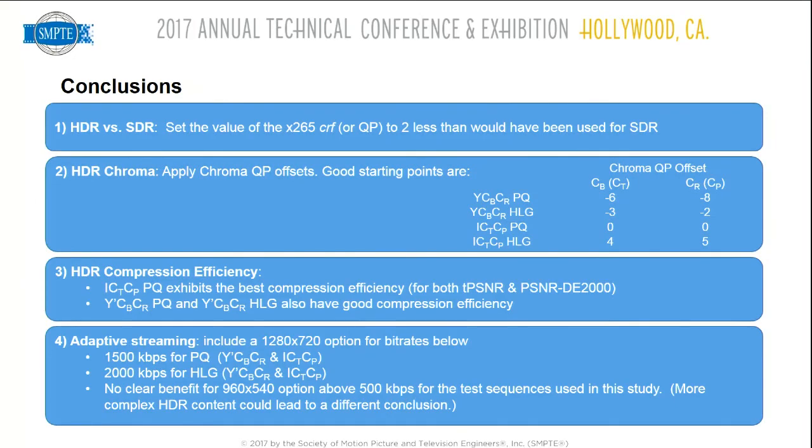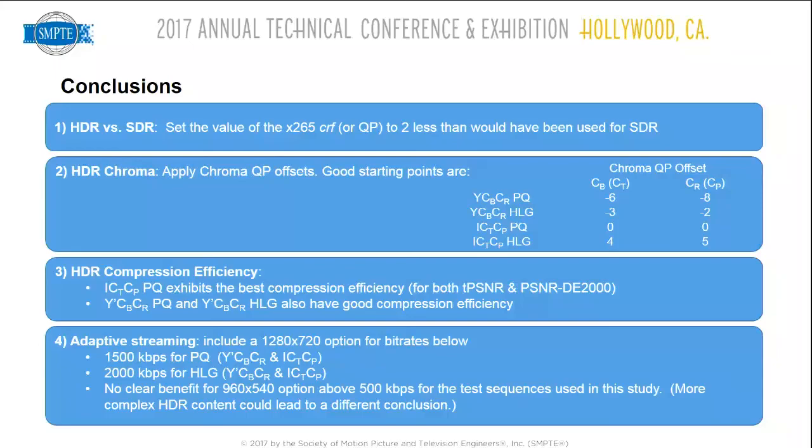Okay, so here it is. Hopefully this is understandable and very practical, and you can use this stuff. You can read the paper. It has all these details in it. The conclusions are that if you want to put HDR and SDR on an even playing field, you should use a CRF value, or whatever is equivalent in your encoder, that's 2 less than you would have used for SDR.